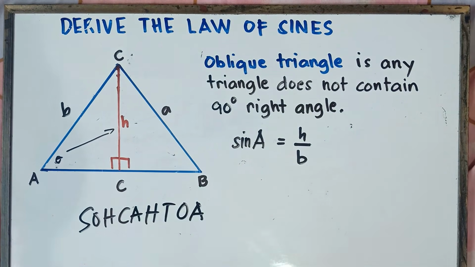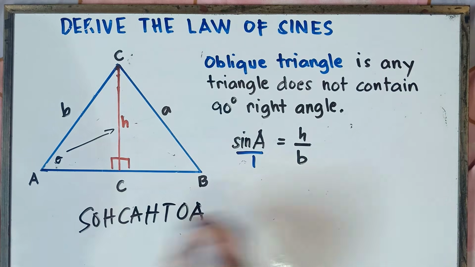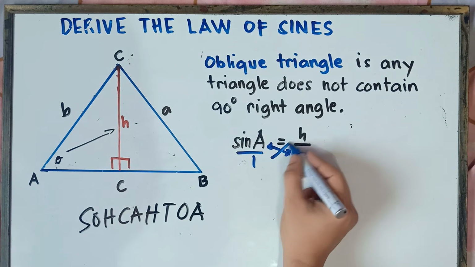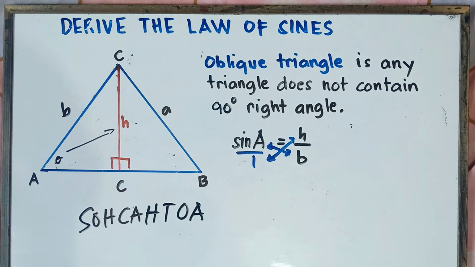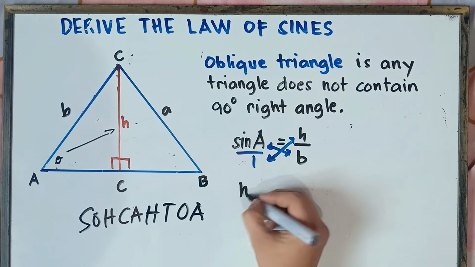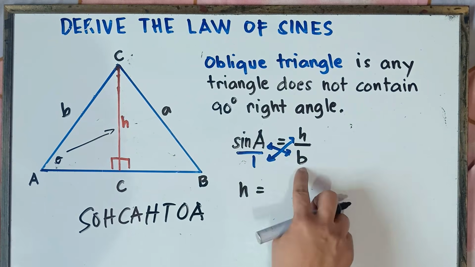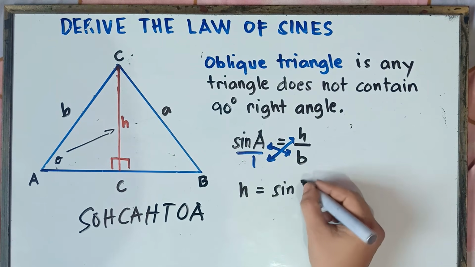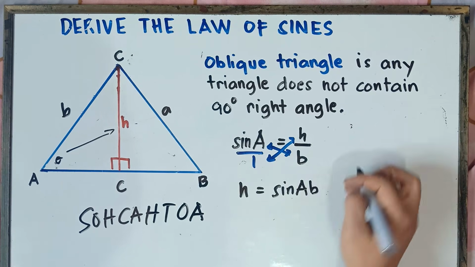Therefore, we can do cross multiplication. Understood that there's a 1 here. Simply cross multiply. H times 1, that would be H, equals sine angle A times B, that is, sine A and then B.